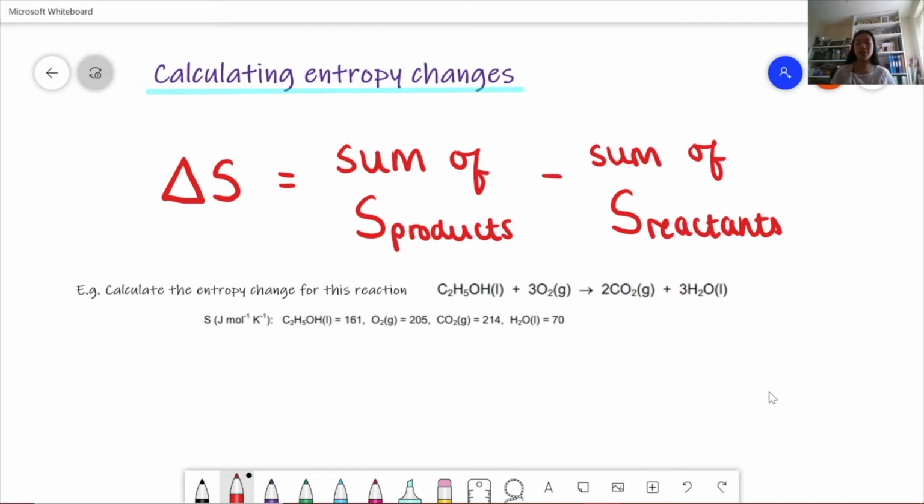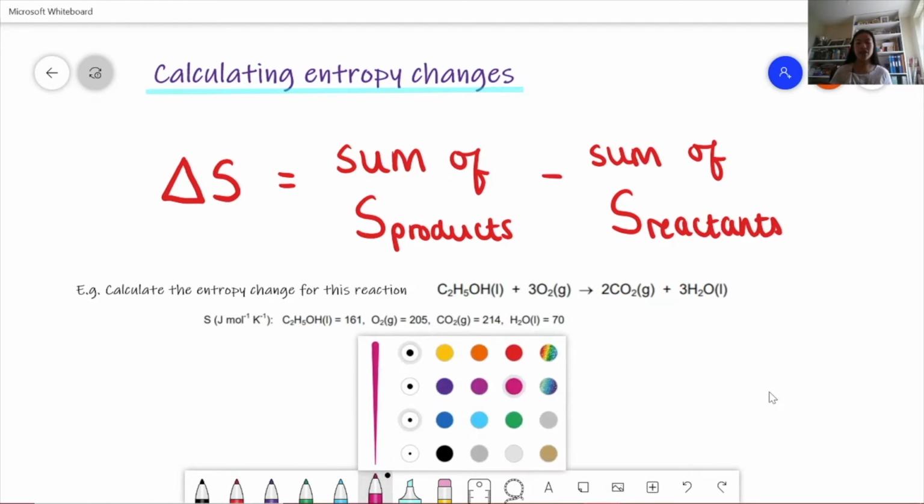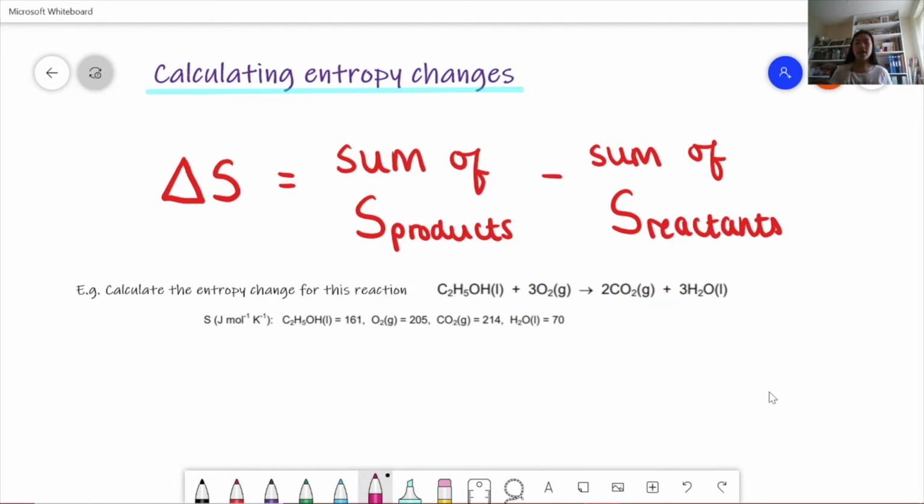So we're going to look at this example, calculate the entropy change for this reaction. And so what we do is we use this formula. So we have delta S, and first we need the sum of the entropy of the products. And so these are these ones here. And the thing to remember with these entropy change questions is that you have to multiply by how many moles there are of everything. And so first we have 2 moles times the entropy of the carbon dioxide. And so we have 2 times 214. And then we add that with 3 moles of the water. So that's 3 times 70.